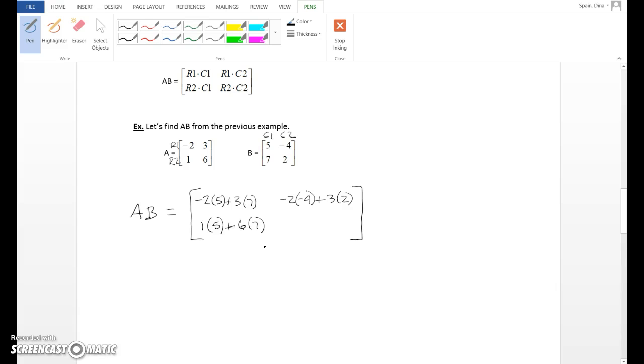Right? And the very last one, this is the 2, 2 position, so I need row 2 dotted with column 2, 1 times -4 plus 6 times 2.